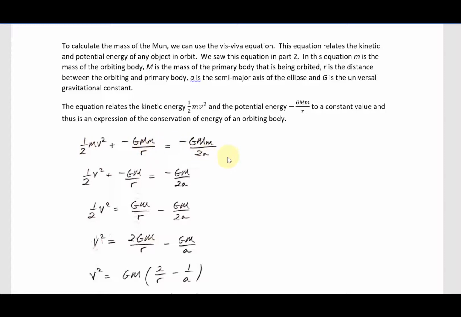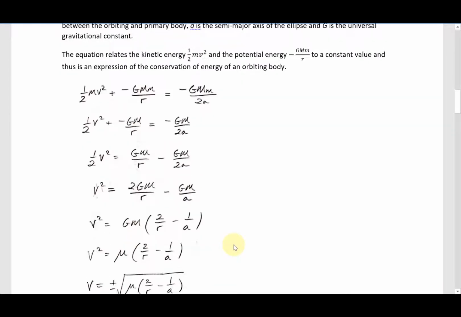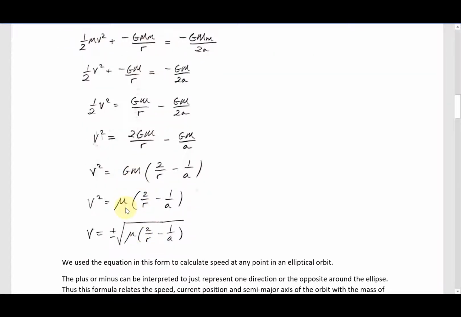It doesn't really matter what the mass of the orbiting body is. That's canceled out in my first step. This is how I wrote it back in part 2. So what I was doing back there was solving for an expression. Here I multiplied both sides by 2, factored out the gravitational constant and the mass of the primary body. That's often used as what's called the gravitational parameter mu. And so solving for v, I got a formula for the velocity at any point based on the distance and semi-major axis, and of course the mass of the primary body and the gravitational constant.